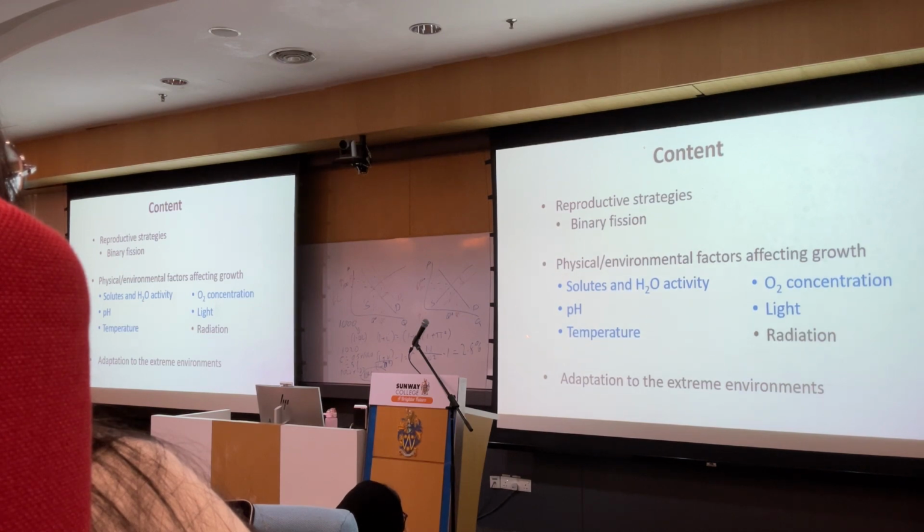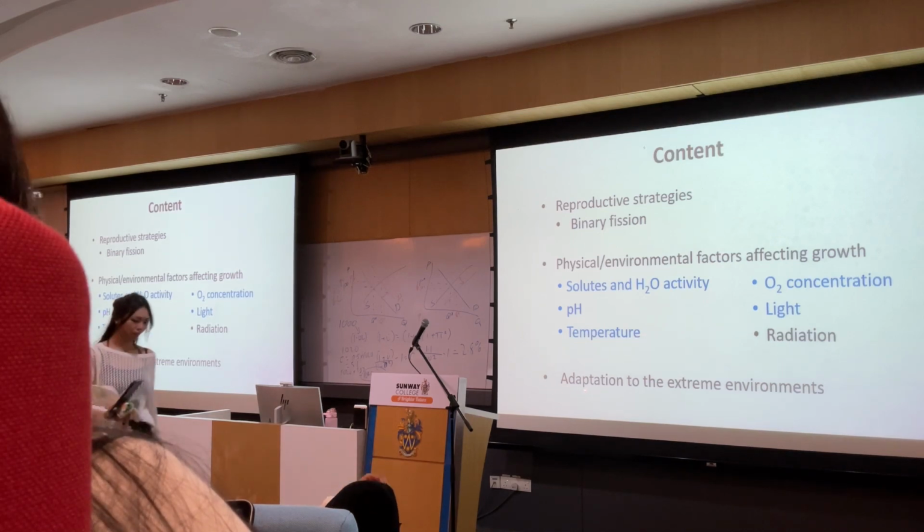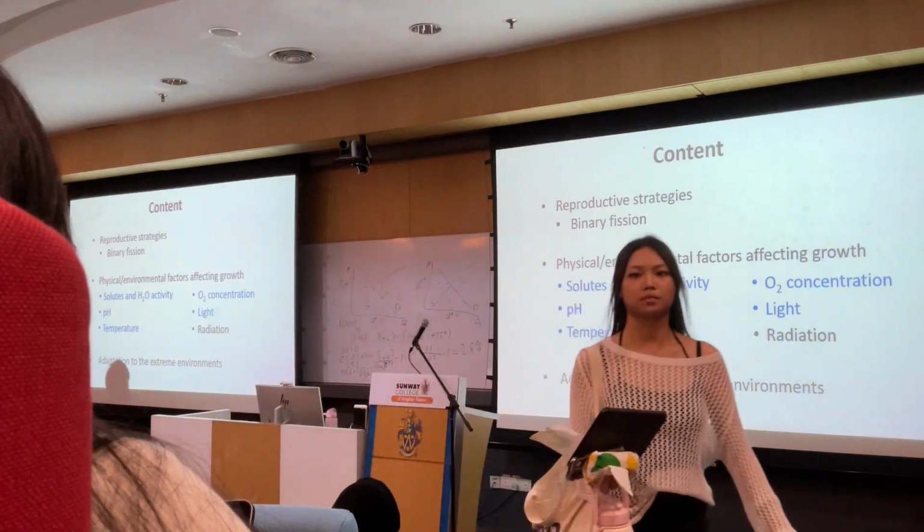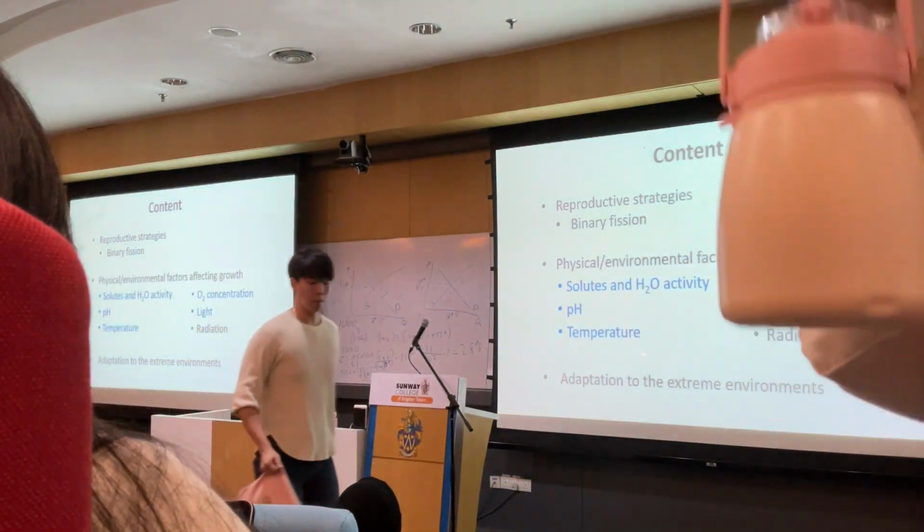And then we go into the main content of today, which is any environmental factor affecting the growth. Right? So it all comes from external factors, and we will talk about the ones highlighted in blue. At the same time, when we talk about each factor, how it limits the growth of bacteria, or maybe also archaebacteria. And we also talk about how the bacteria or archaebacteria adapt to these external factors. Alright?